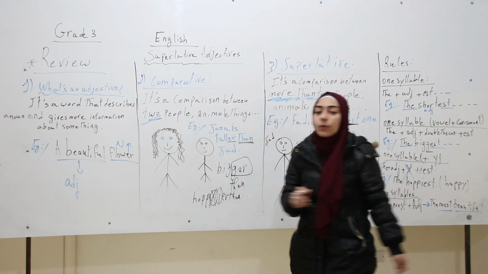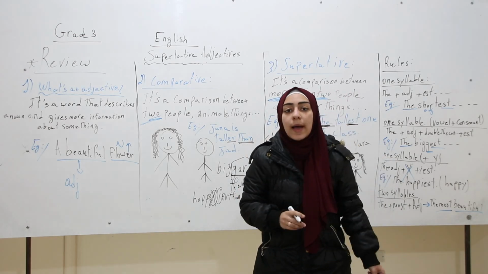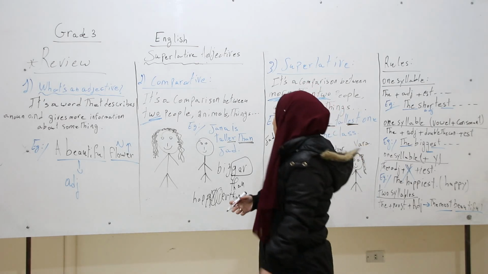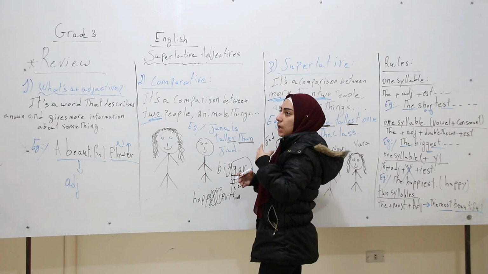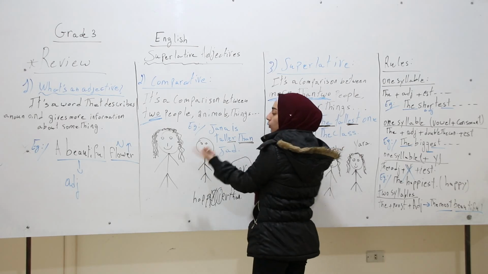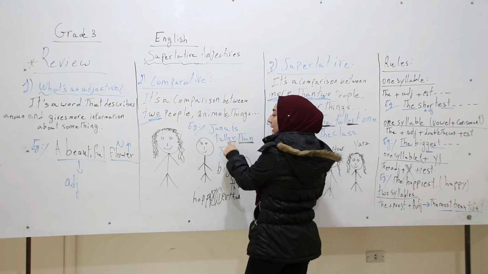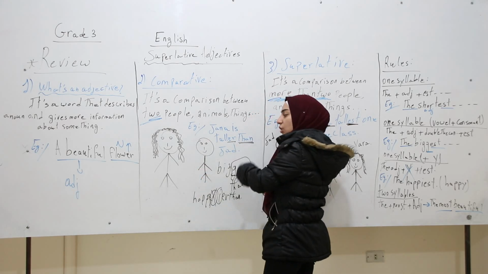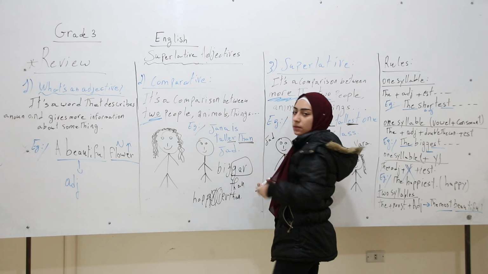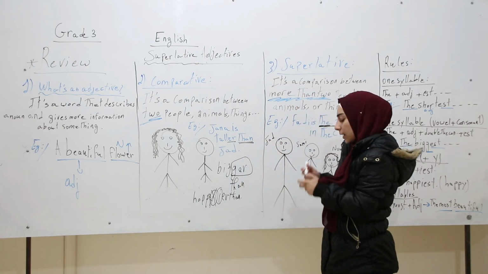Okay? And if we have two syllables, we add more. So, for example, if you like to say beautiful, Jana is more beautiful than Janine, than Jad, than Sammy, and it's true, okay?